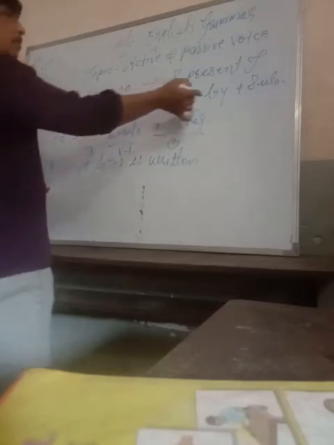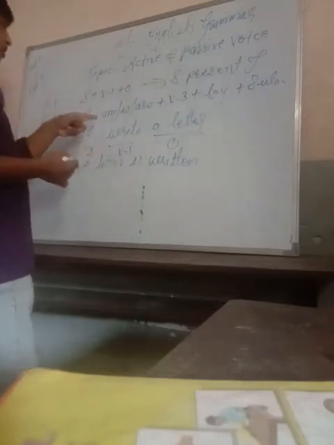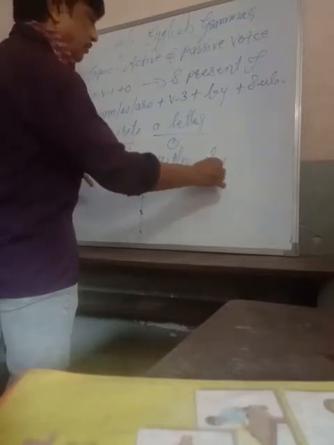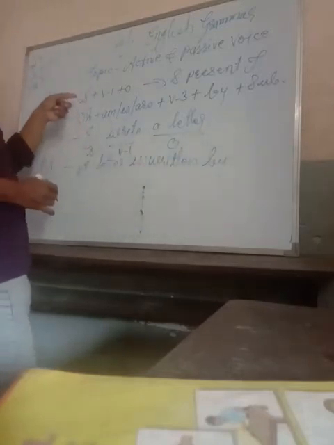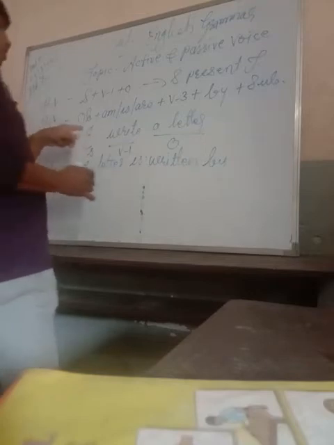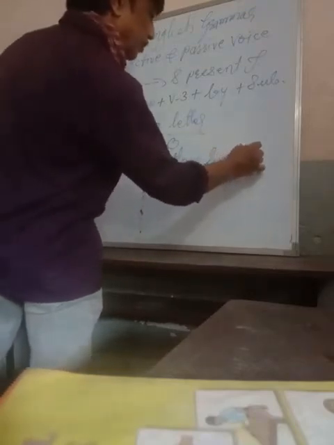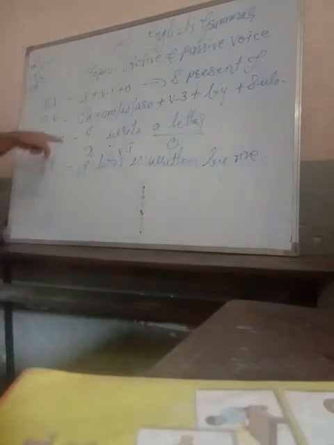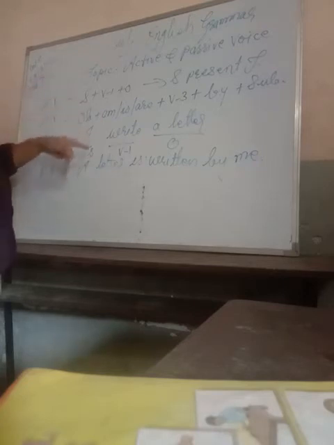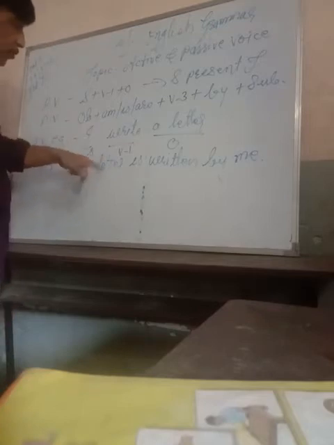Now "by" and the subject are left. So you have to write "by" after that as it is, and then you have to mention the subject. Where is the subject? I changes into me in the passive voice. So that way, a letter is written by me. So you can change any sentence of simple present tense into passive voice this way.